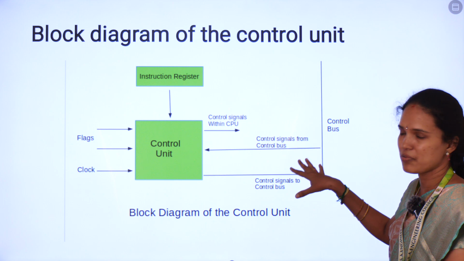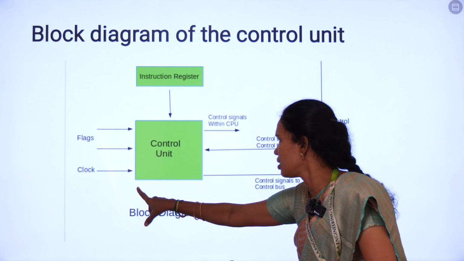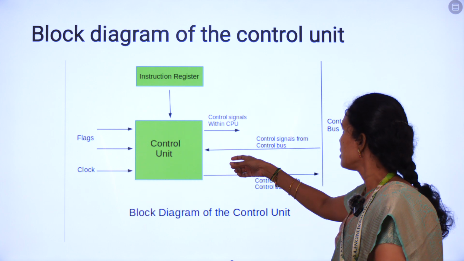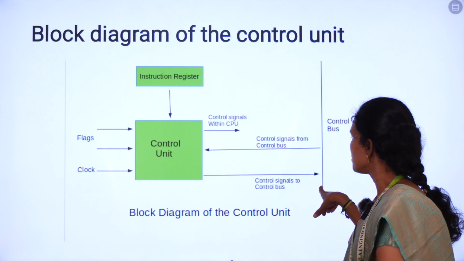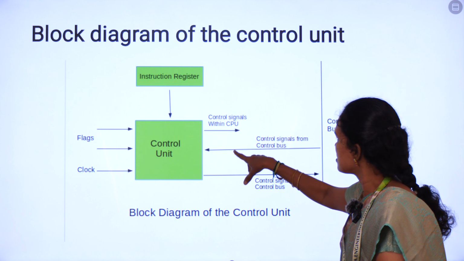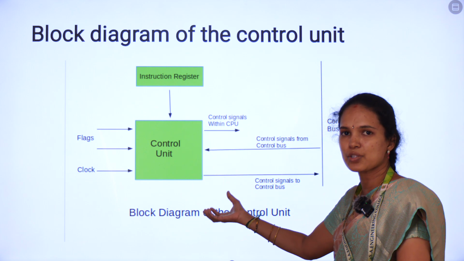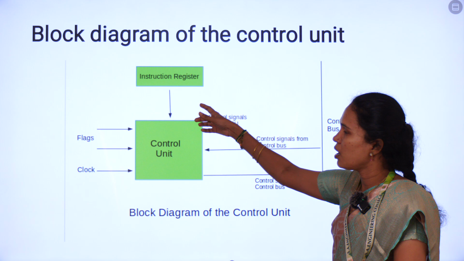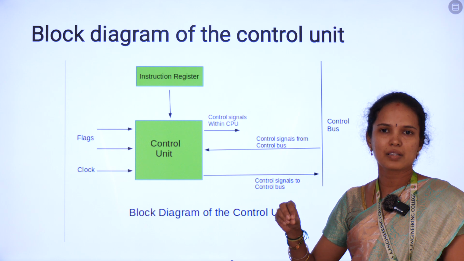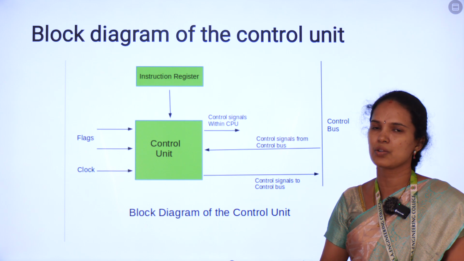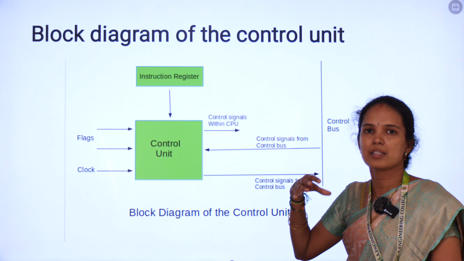This is the block diagram of a control unit. This is the central control unit. It gets all the flags and clocks, that is, the signals, and the control signals within the CPU, and control signals from and to the control bus. That is taken care of by this path. From the instruction register it gets all the instructions, what it has to perform and what the next thing is. I already told you, IR means instruction register, which holds the instruction currently being executed. By getting the control signal, the current IR takes care of the currently executing instructions.